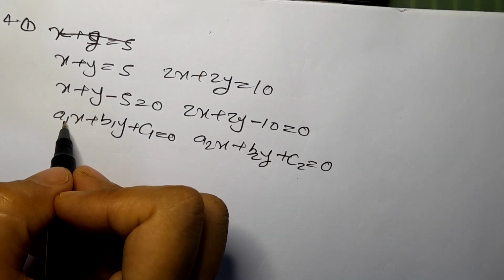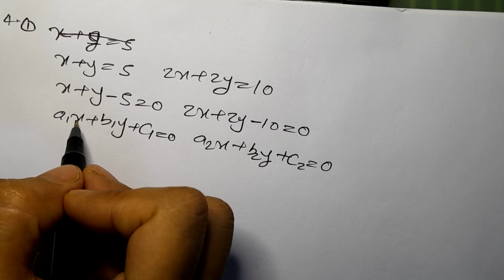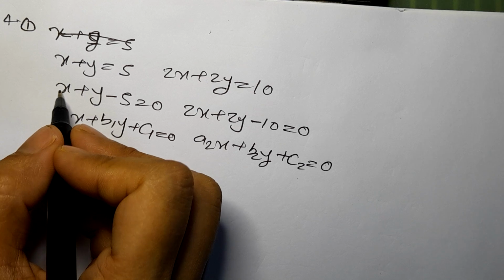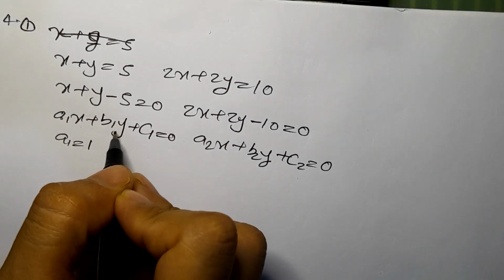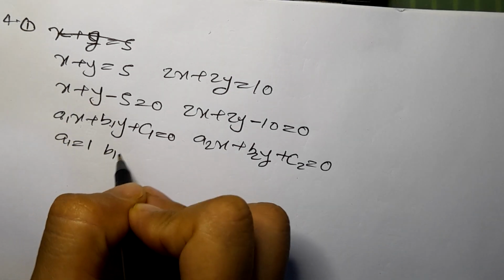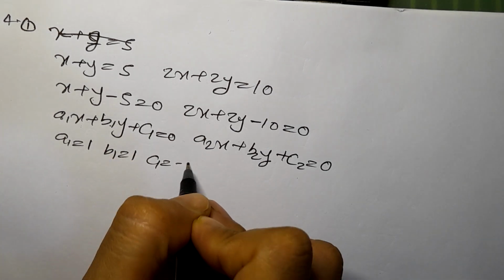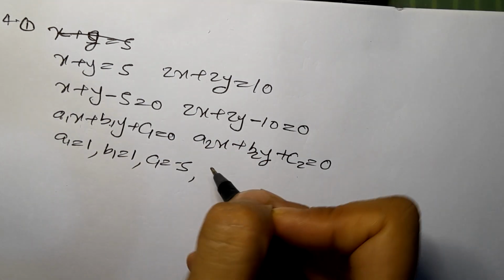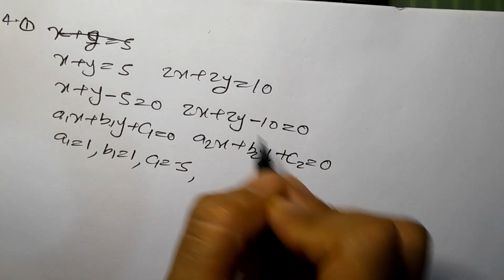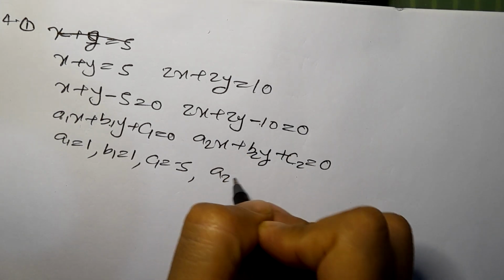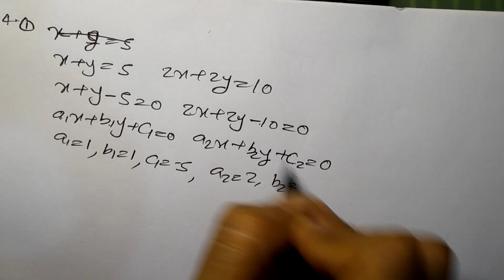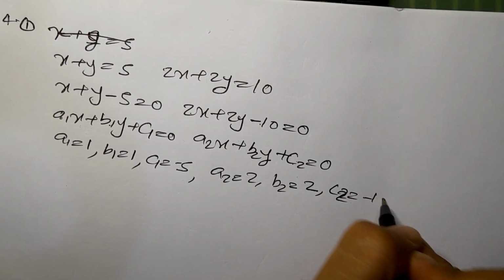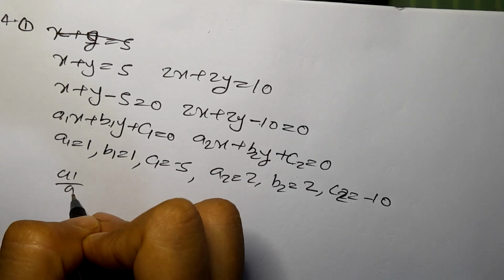Now we compare the coefficients. The coefficient of x will be a1 for the first equation. Here there is nothing written with x, meaning 1. So a1 equal to 1, b1 equal to 1, and c1 is equal to minus 5. Now a2 will be 2, b2 will be 2, and c2 will be minus 10. So a2 is equal to 2, b2 is equal to 2, and c2 is equal to minus 10.